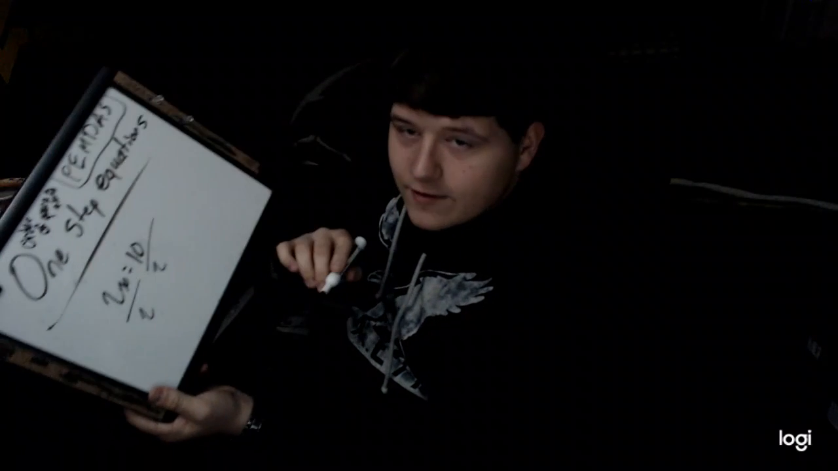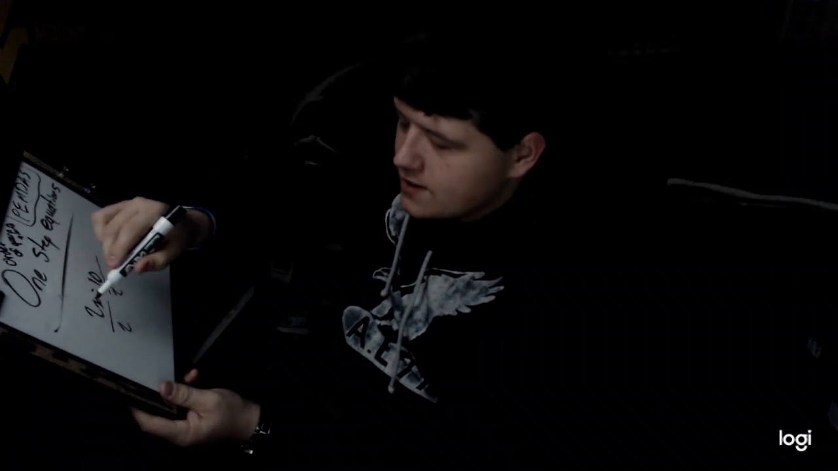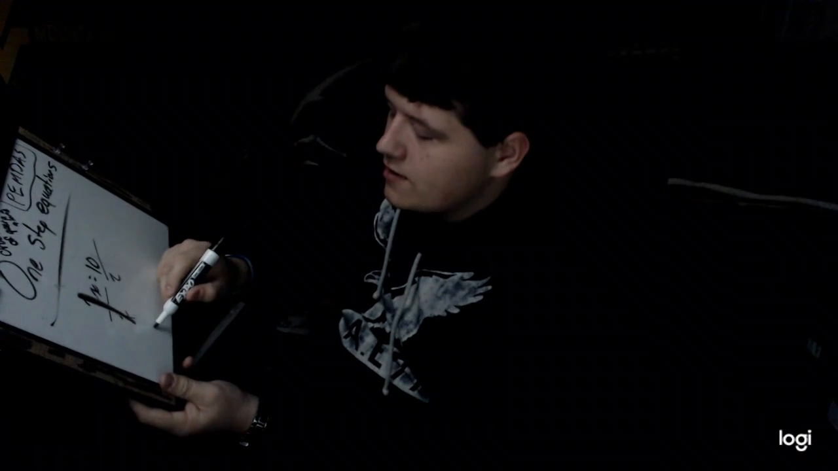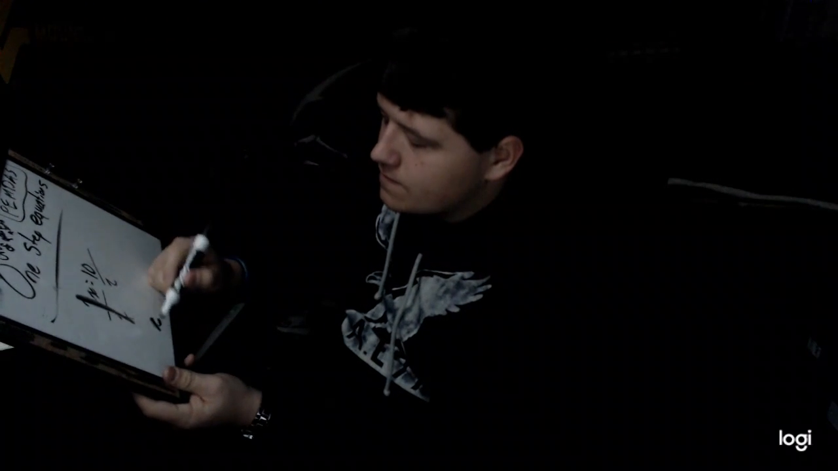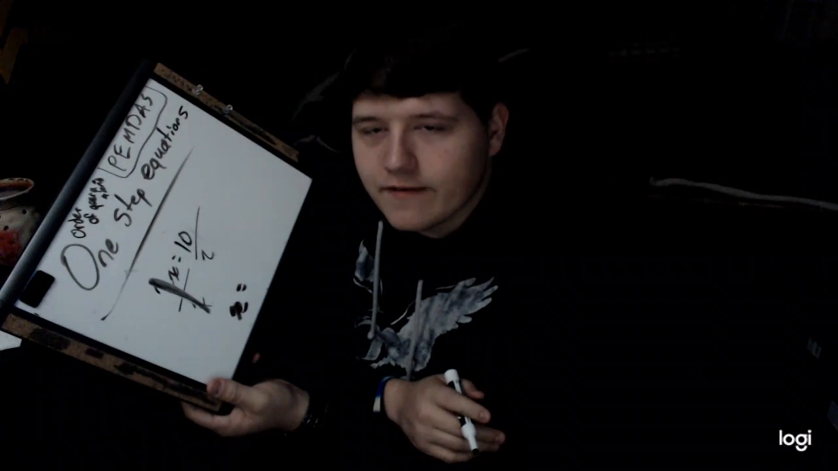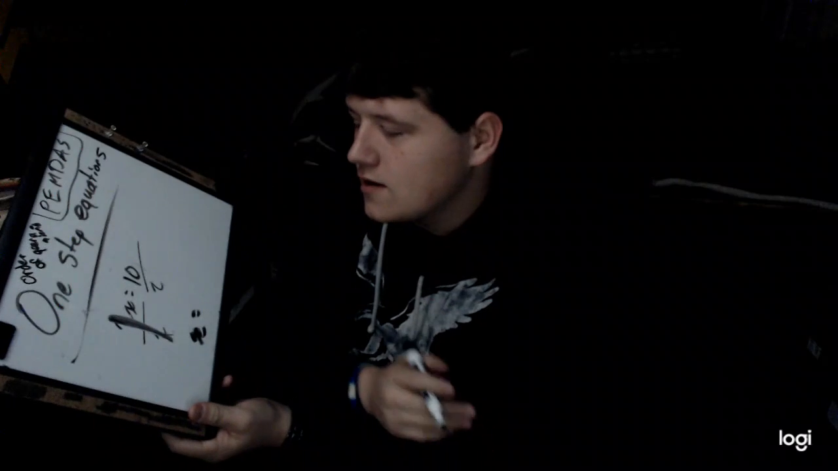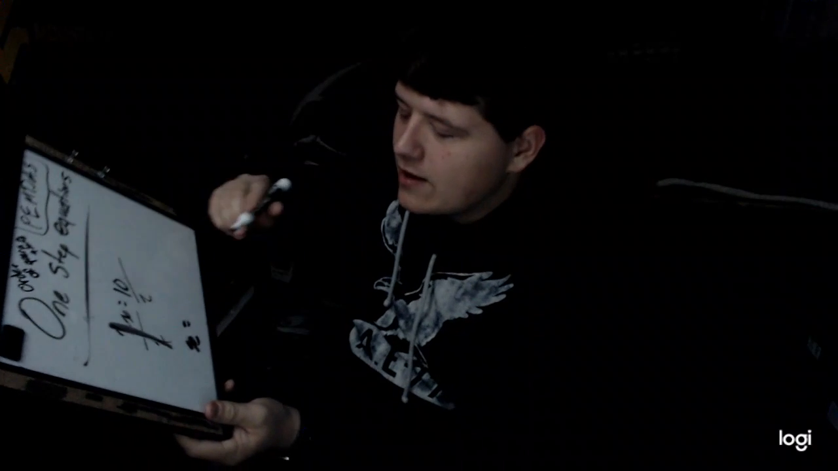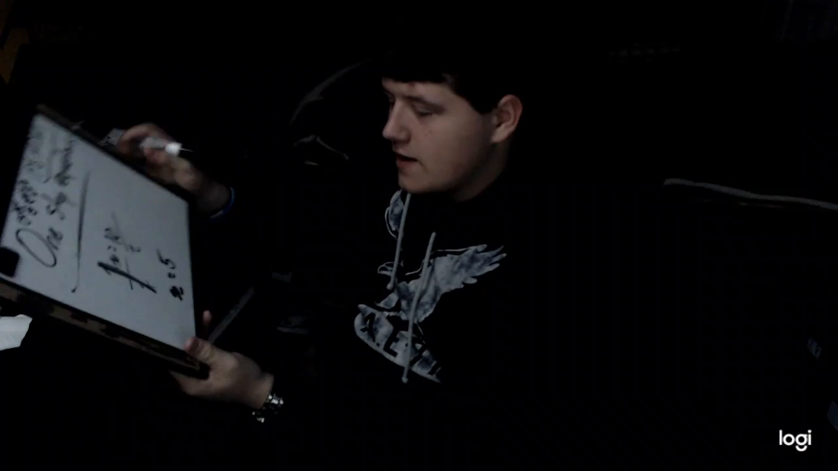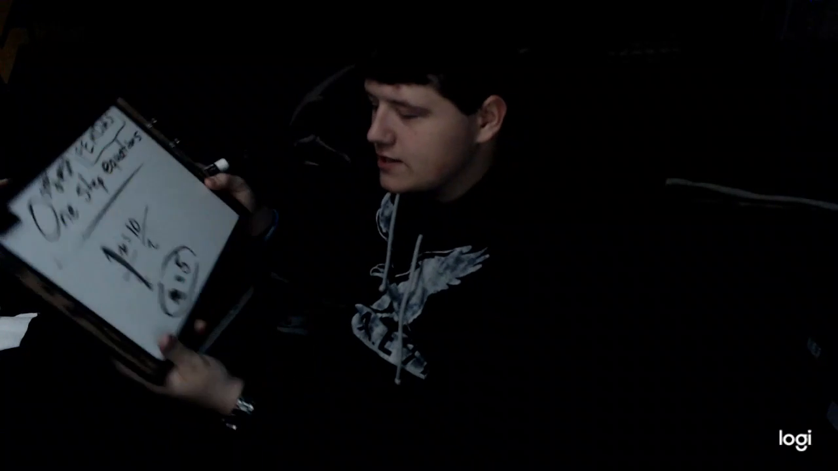So this will give us our final answer. This cancels the 2 out, and it leaves us only with x. So x will equal, what does x equal divided by 2? 2 times 5 gives us 10, so that will mean x equals 5. And that is our final answer to this one-step equation, okay?